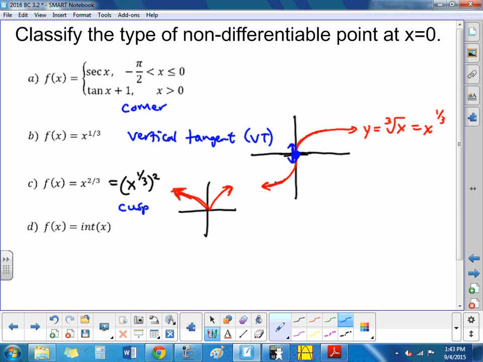And the next one's pretty easy because you know the graph. And calculus is always easy when you know the graph. This one goes like this. And at the origin, it's not even continuous. So naturally, it's not differentiable either. So we would just call this a discontinuity.